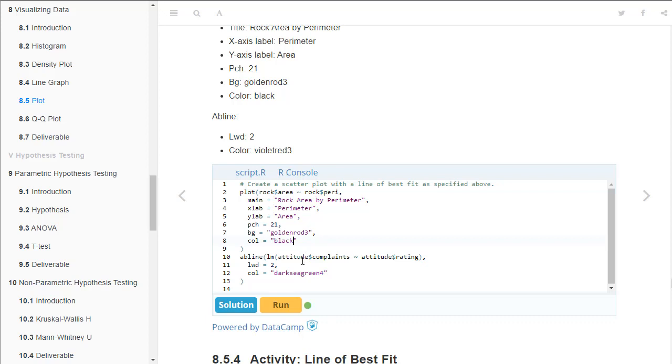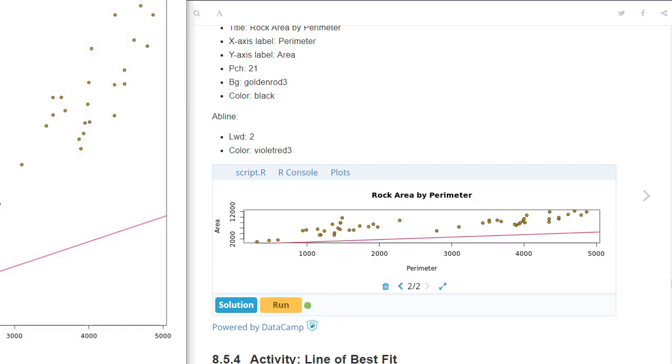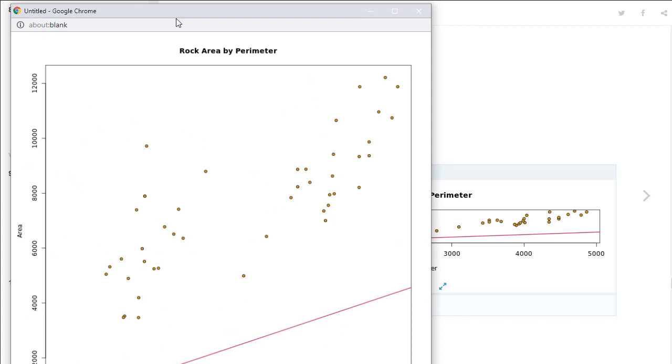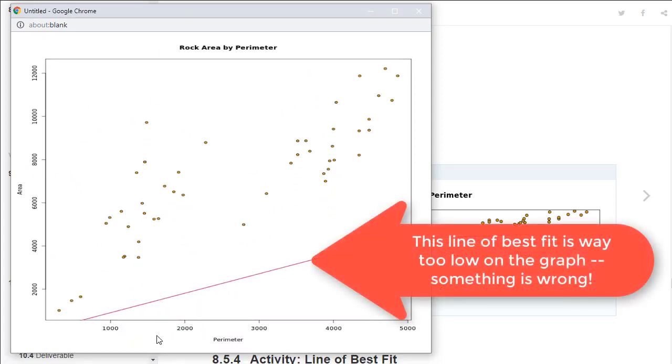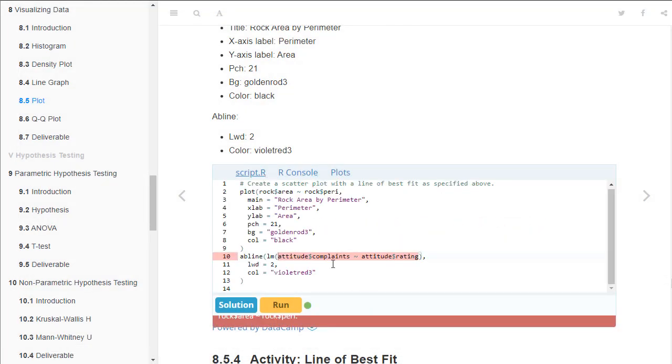The line of best fit will have a width of 2, and the color for that will be violet red 3. Let's see if I got all that typed in right. Well, that looks about right. So that gives us a nice plot with a line of best, well, the line of best fit is off. How did that happen? Let me go back over here and see.